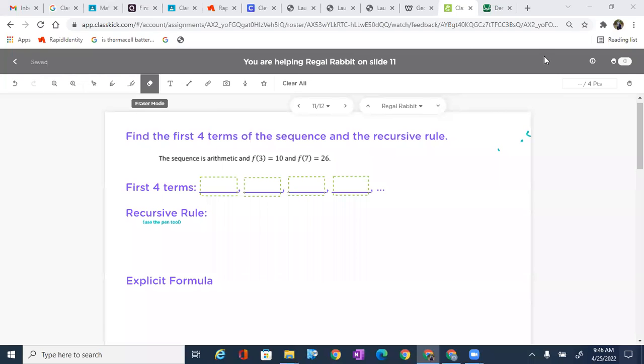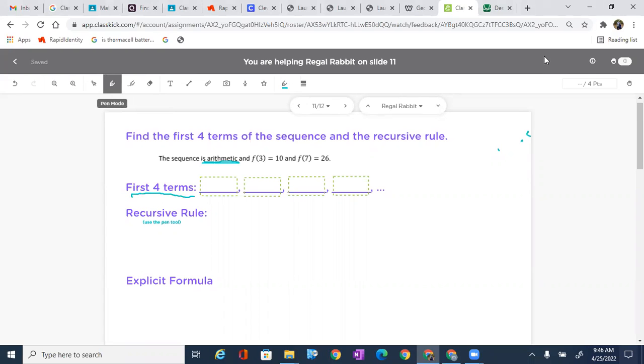All right, we are going to find the first four terms of a sequence and a recursive rule, given that we are working with an arithmetic sequence and given the points f(3) equals 10 and f(7) equals 26. So let's find the first four terms.